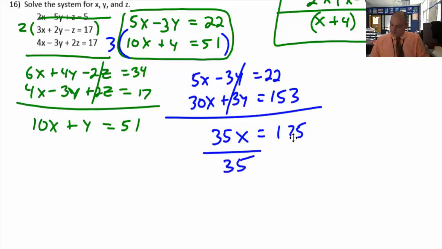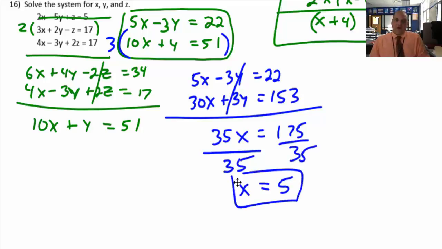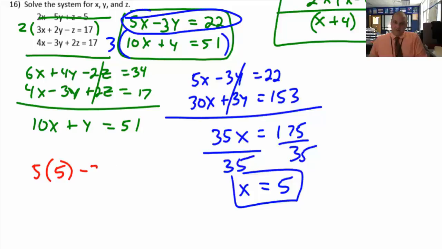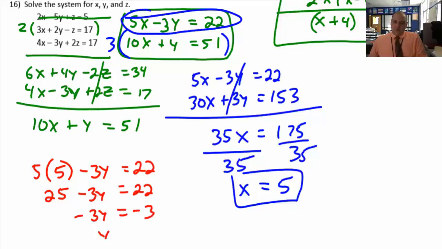Divide by 35. And x equals 5. That's correct. All right, if x equals 5, why don't I take this guy right here? All right, let's do that. 5 times 5, because x is 5, minus 3y equals 22. 25 minus 3y equals 22. Negative 3y equals, subtract 25, you get negative 3, so y equals positive 1.